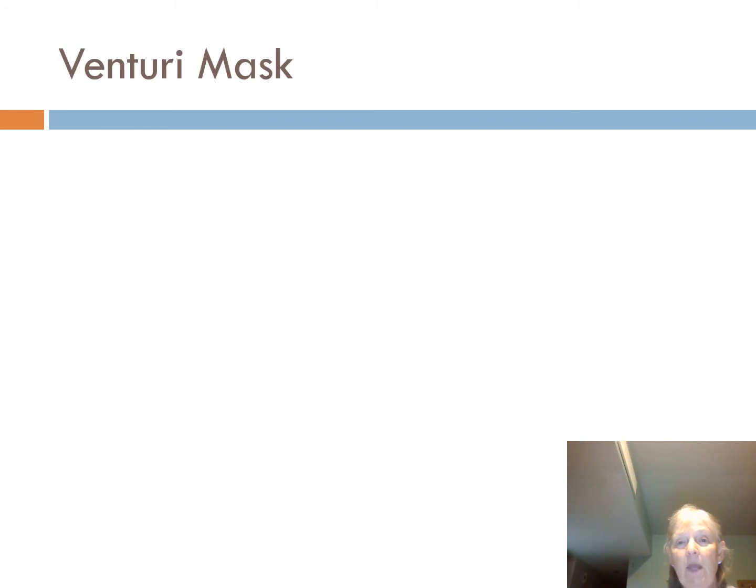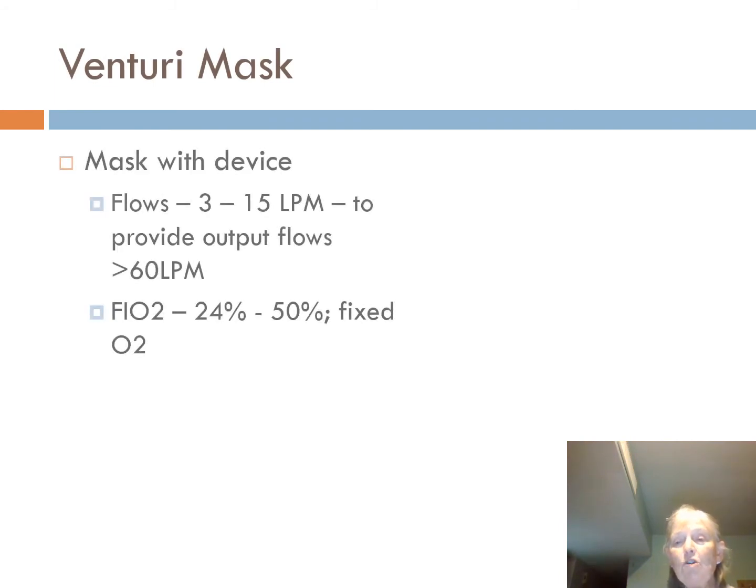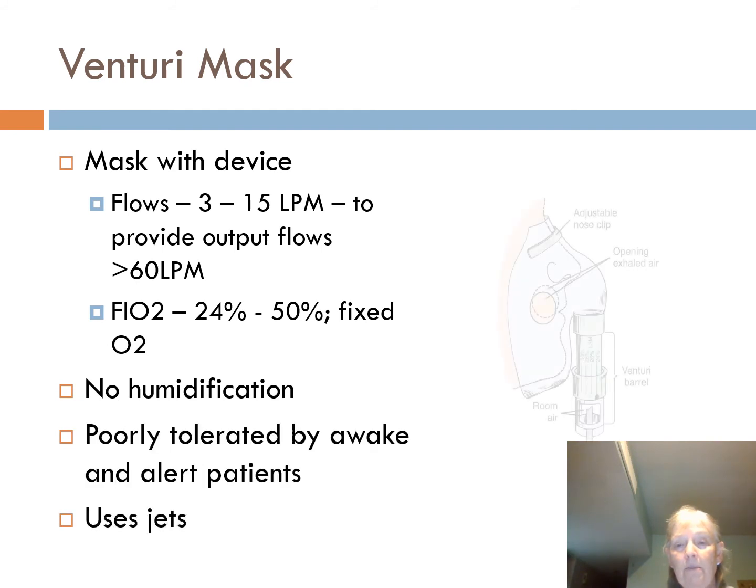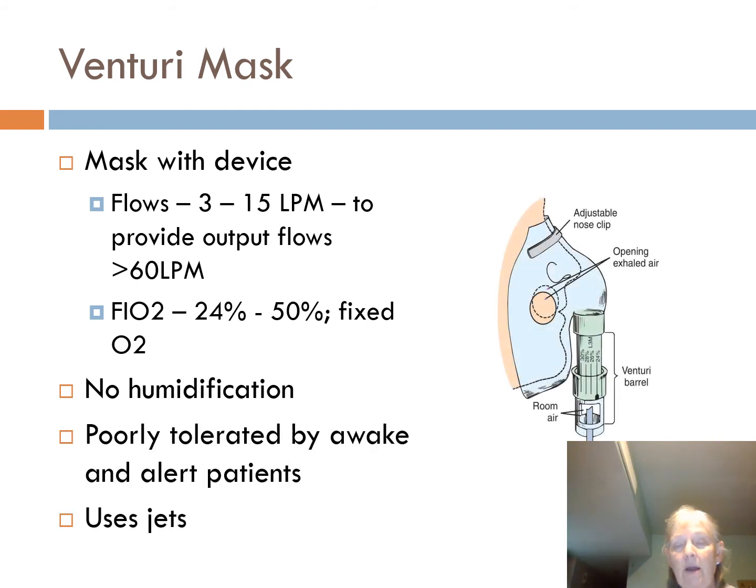Okay, so we looked at the Venturi mask at the lab that one time. There we go. And the one that you guys had, that little green one, remember you have both the white and the green portions down here. And there's the little barrel that's for your mixing. Look at the ports on the side here. If you notice, there's no little ones in here. It's all one great big open one. And it too has that adjustable nose clip.